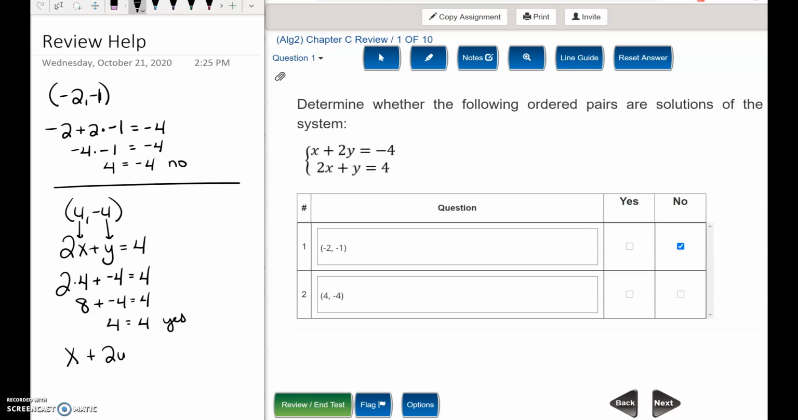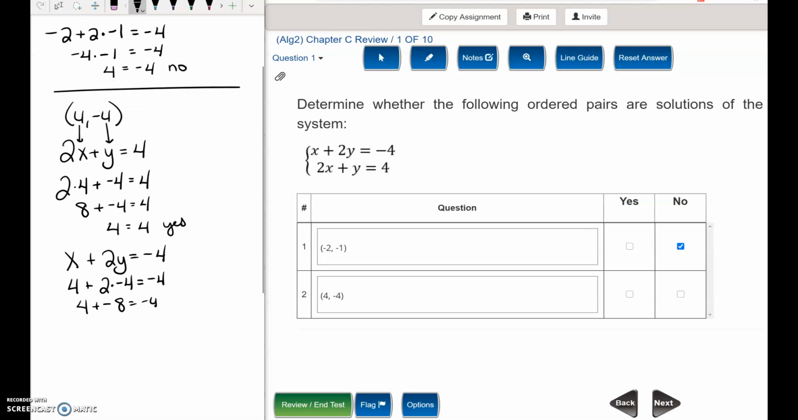x plus 2y equals -4. So 4 plus 2 times -4. We're going to see if that equals the -4 of that equation. 4 plus -8. We get -4 on the left. That does equal the -4 on the right. Yes, that works. So that point worked in the bottom equation. It also worked in the top equation. So it is a solution to the system.